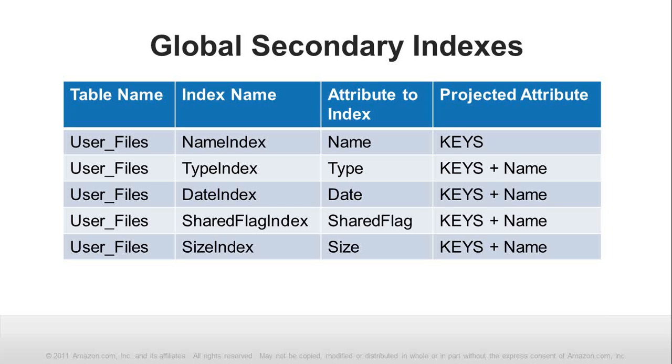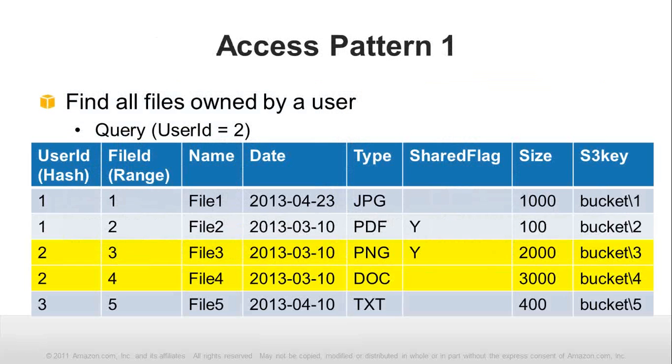In this case, for searching by the name, I want to build a name index. For searching by type, I want to build a type index. Similarly, I want a date index, and I want to index by the shared flag. So this is a sparse index, so only items that are shared, or files that are shared, would be reflected in the index. And also the last index is a size index, where the index attribute would be the size. We'll walk through each one of these cases shortly.